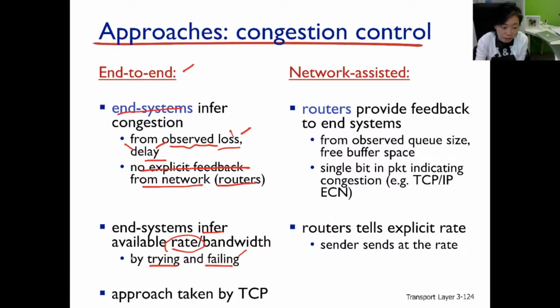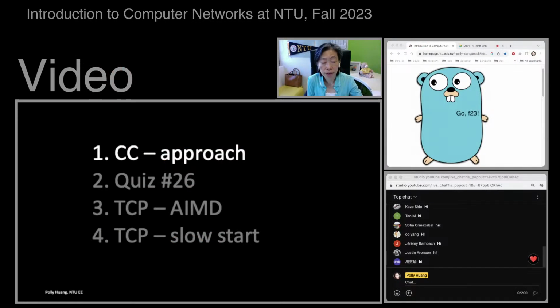So this is in fact the approach also taken by TCP. This is actually very natural because TCP, being a transport layer protocol, is implemented on the receiving side and the sending side, both at the end systems. Therefore, it implements an end-to-end based congestion control mechanism.